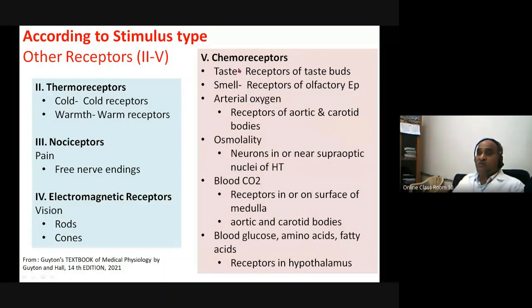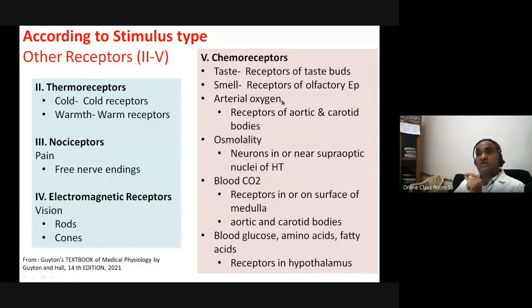We have a number of chemoreceptors. One chemoreceptor that immediately comes to mind is taste. The taste is by taste buds. Whatever the molecule is, either sweet, sour, or bitter, that molecule stimulates these taste receptors. These are chemoreceptors. The smell is again the olfactory epithelium. The aerosols sit on the olfactory epithelium. Again, these are chemical aerosols, so they will be detected in the olfactory epithelium.